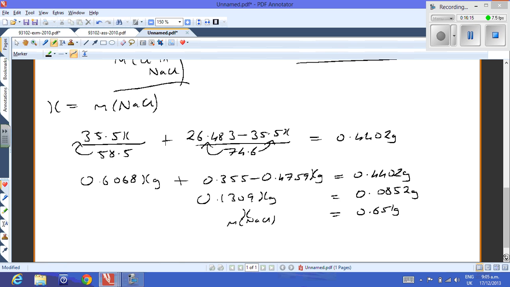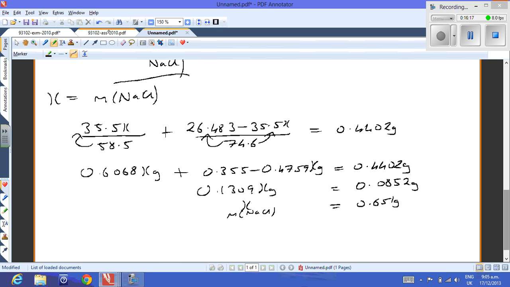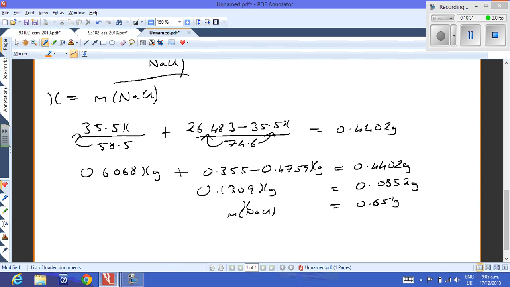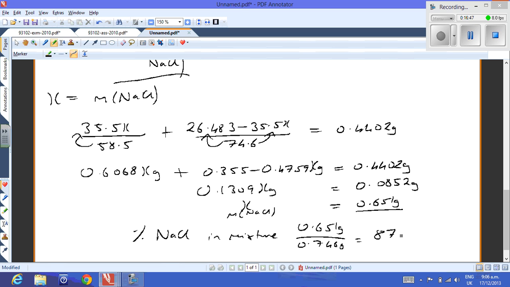So we're on track now. You can check that answer. The answer from the NCA guys, they get 0.055 grams, but that's because they worked out a mass for chloride ions of 0.441 grams. So slightly different, but not that far off. So 0.651 grams we get here. And then for the percentage of NaCl in the mixture, the percentage composition, you simply take the 0.651 grams, put it over the 0.746 grams, and that works out to be 87.3%. And that's how you do question 2, part B for the 2010 scholarship paper.